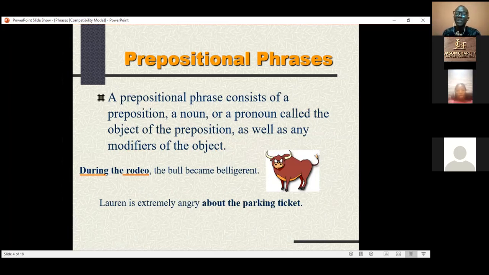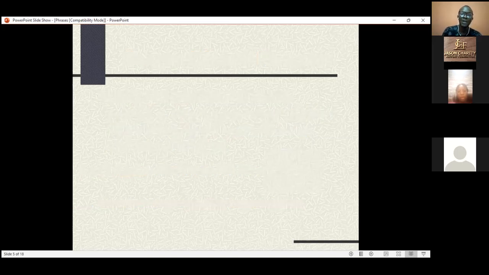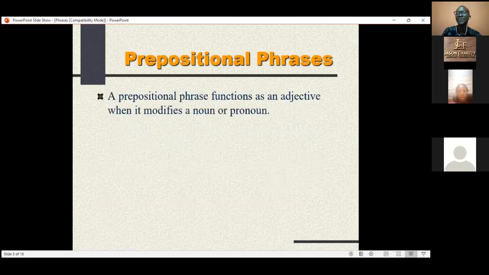Which means that a prepositional phrase can be in the subject position and can be in what? In the object position. It can be anywhere, as a matter of fact. The most important thing is that it begins with a preposition. All right, a preposition, and "ticket" is our noun. Let's move on.